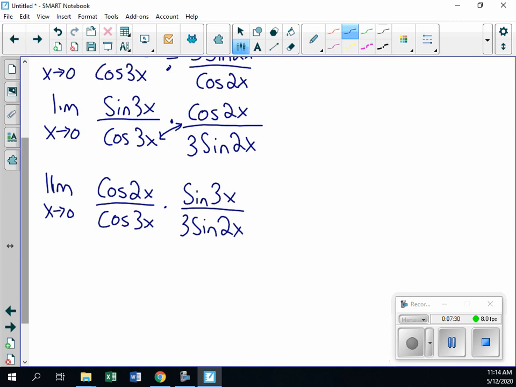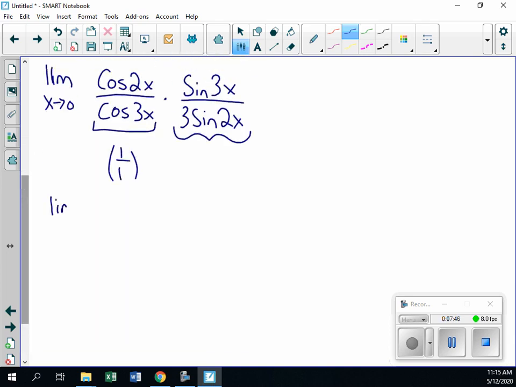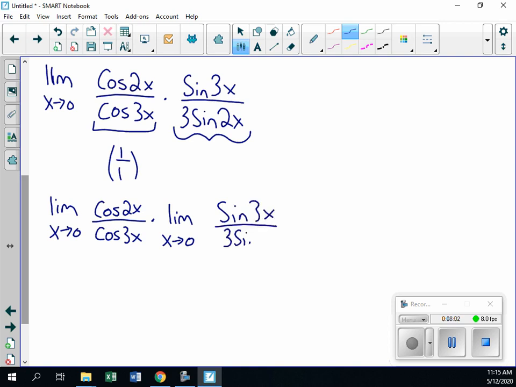Now there's no issue with our coses at 0, we're going to get 1 over 1. So this doesn't need to be balanced. This is just going to be 1 over 1, which is 1. But this guy, we have to do what we did in the last two examples and balance it out. So I'll split this into my limits. So I have my limit as x approaches 0 of cos of 2x over cos of 3x times my limit as x approaches 0 of my sine of 3x over my 3 sine of 2x.